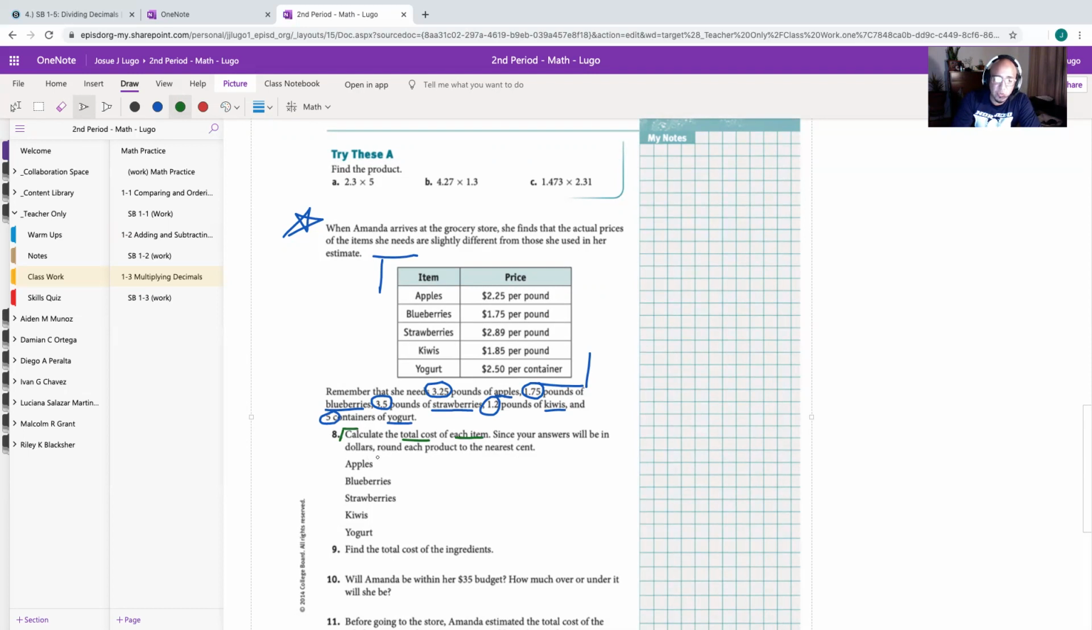And so since the answers will be in dollars, remember that we need to round to the nearest cent. In other words, we have to round to the nearest hundredths, and that's very important. So we have to do that for apples, for blueberries, for strawberries, for kiwis, and for yogurts.